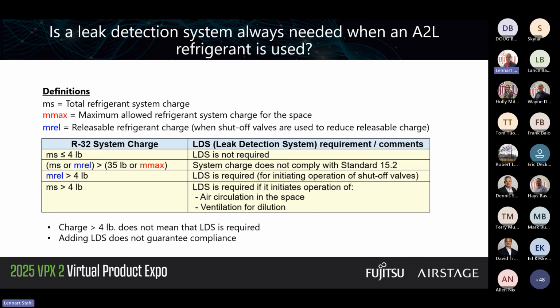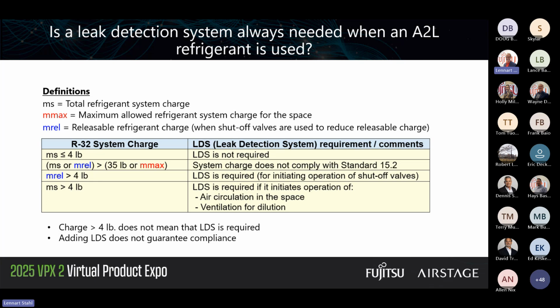In the third row, we can see that if MREL is bigger than 4 or almost any number, and we put in the LDS, because that could be needed to operate the shut-off valves if we have that. The last one is above those 4 pounds. And let's say we want to operate air circulation in case of a leak, or ventilation in case of a leak. We need to sense the leak, and that would be done with the LDS.